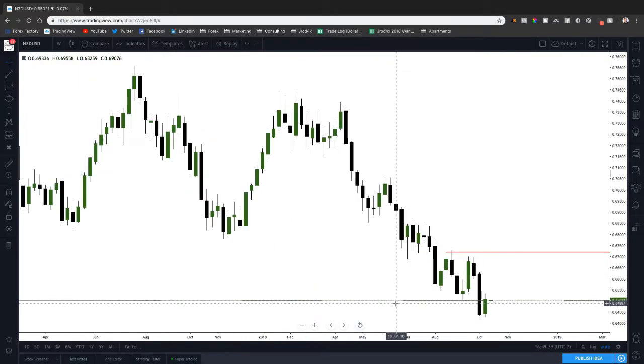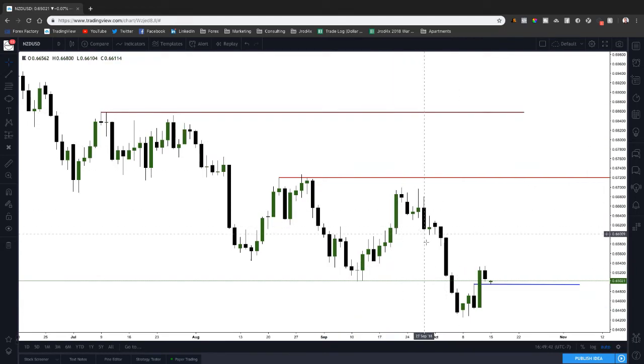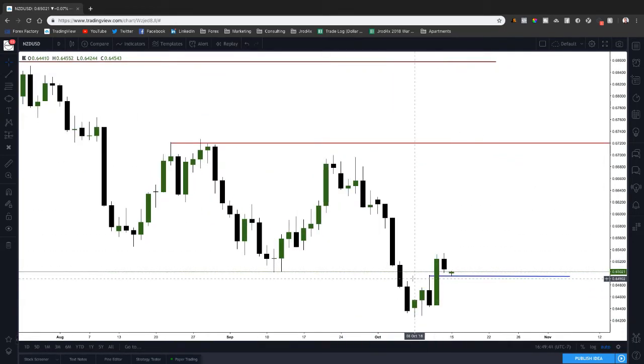But when you look at it from a daily perspective, that's why I said we really have to wait, right? Because most of the majors are at key levels. This could be the early signs of a potential reversal for NZD USD. I don't know until I get some confirmation and more data in the charts. Right now, all I've got is a low, then an ICT bullish order block.